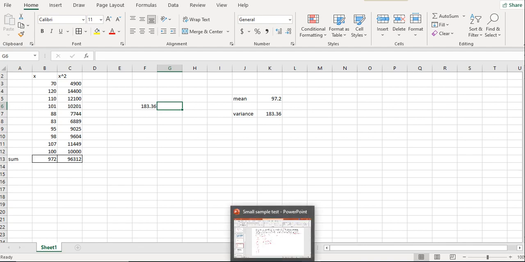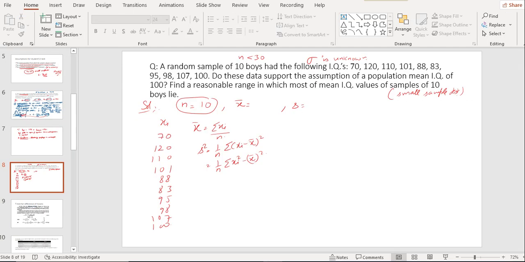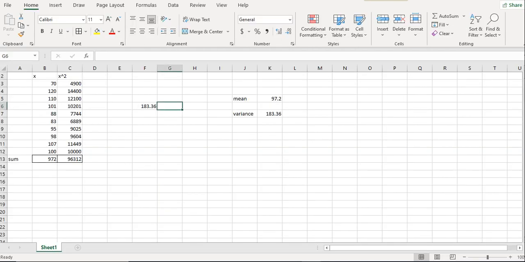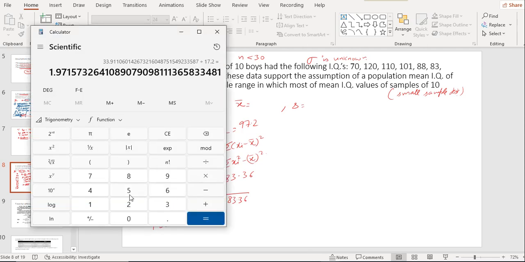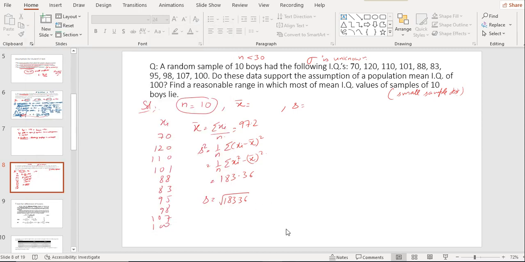So the mean value comes out to be 97.2 and the variance comes out to be 183.36. We can calculate the standard deviation as the square root of 183.36. We can use the calculator as well. The square root of 183.36 comes out to be 13.54.